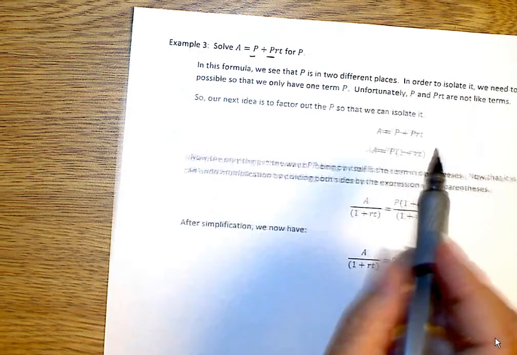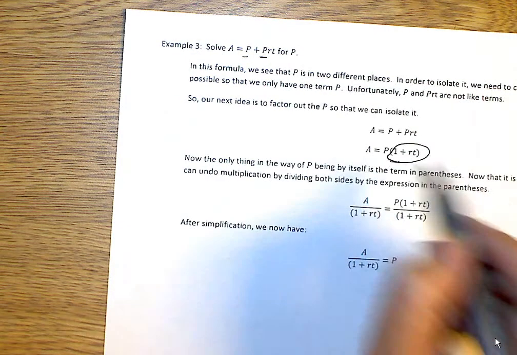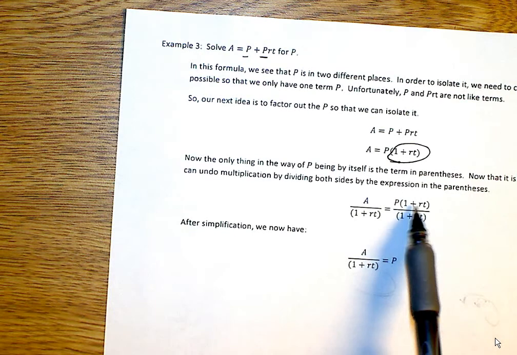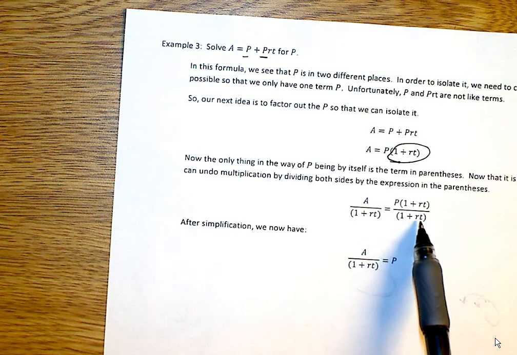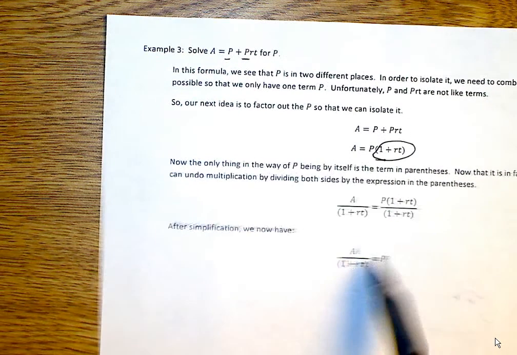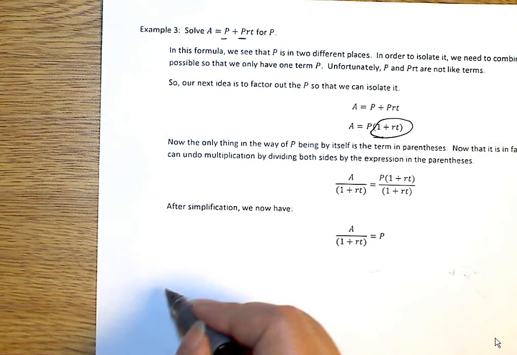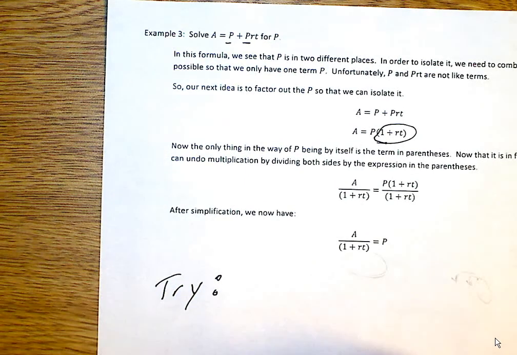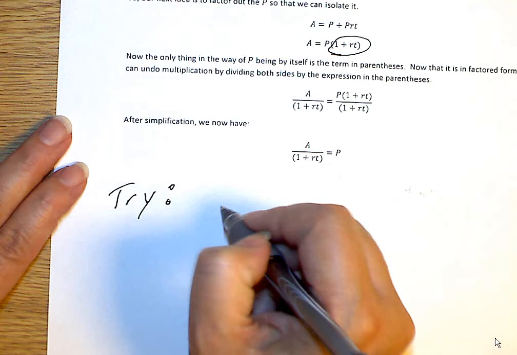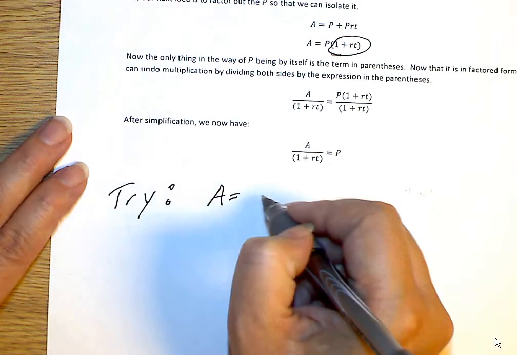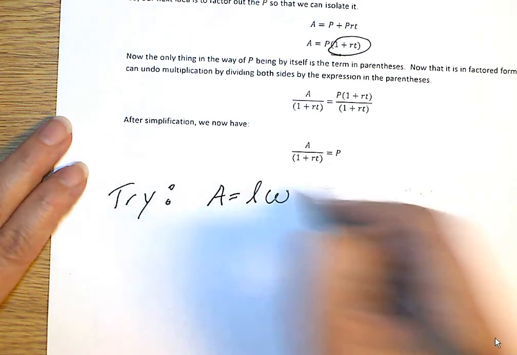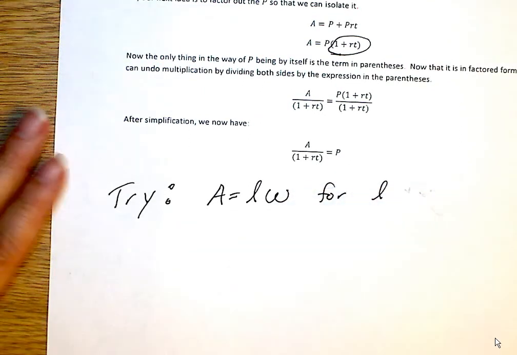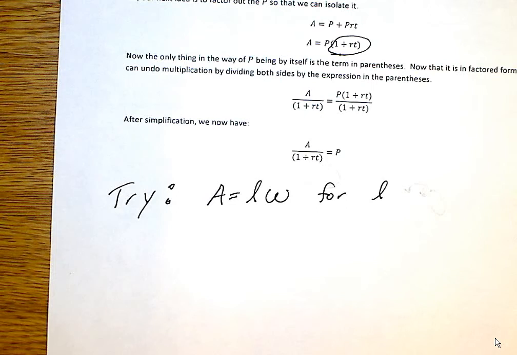And then they wanted to get rid of this. So they simply divided by the 1 plus RT. All right, and then this is your final answer. All right, so here we go. This is what we are going to try. So you're going to try one, and then we'll make sure you're at the right one. So we have A is equal to, the area is equal to the length times the width, and you are solving for your L. So take a second and do that one.